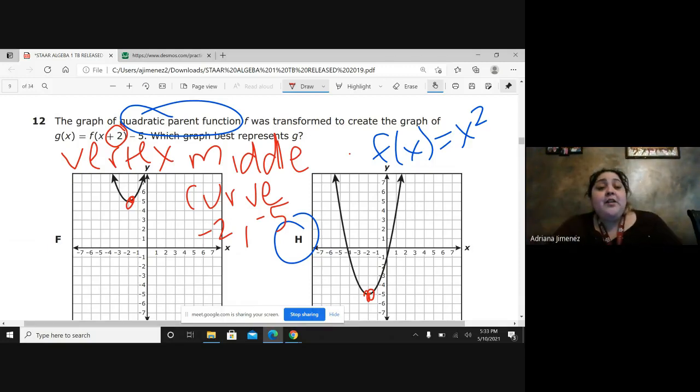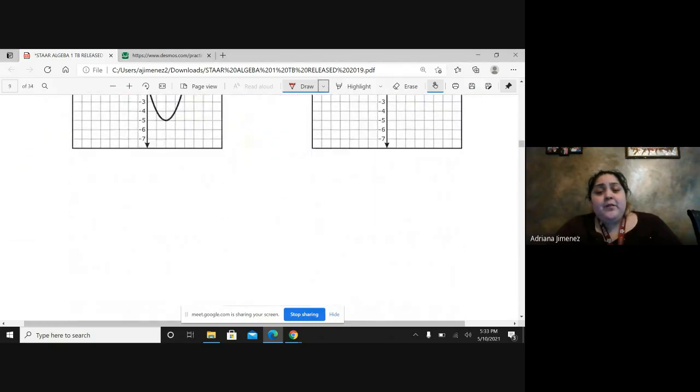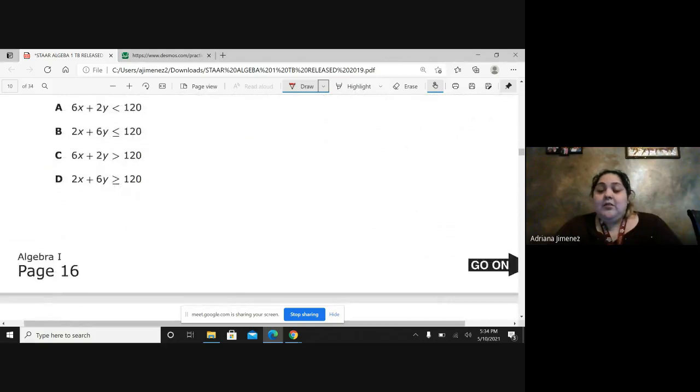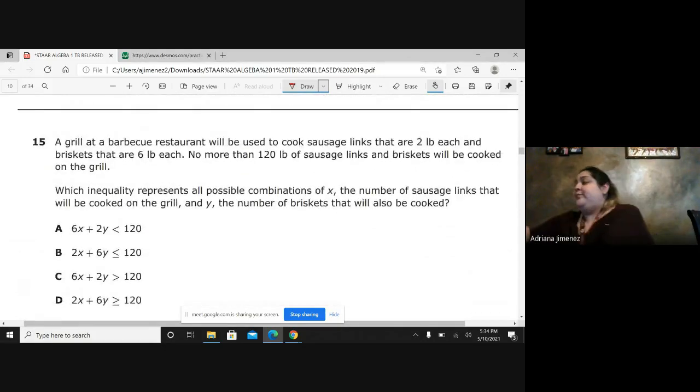So those are your two options on how to do this. Either you remember that the parent function for quadratics is x squared, or you do the vertex, which is the opposite of the inside and the number on the outside. Okay? Those are your two ways to be able to get this question. Okay, now we got this problem.